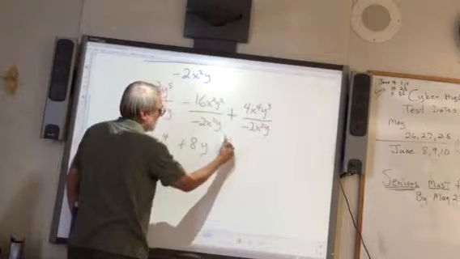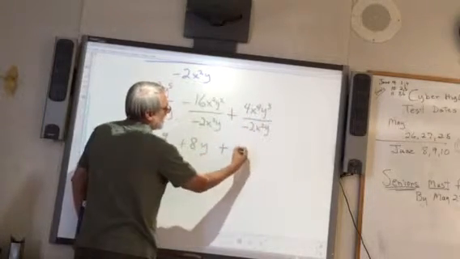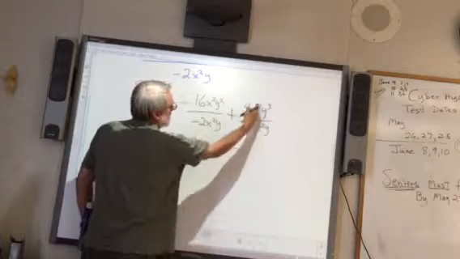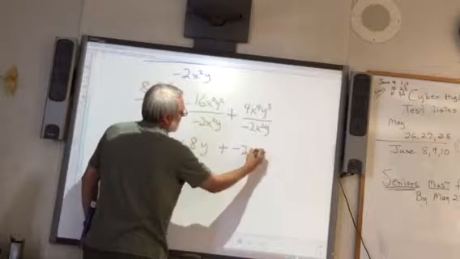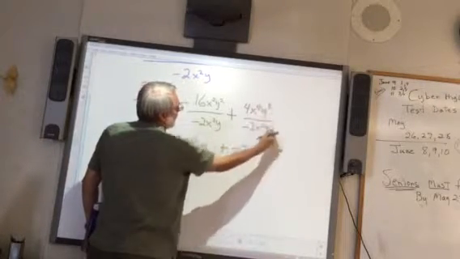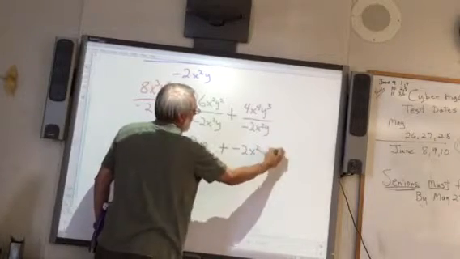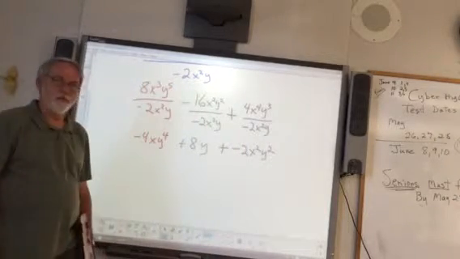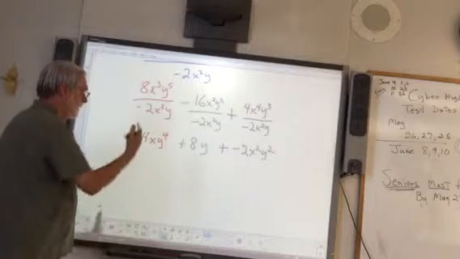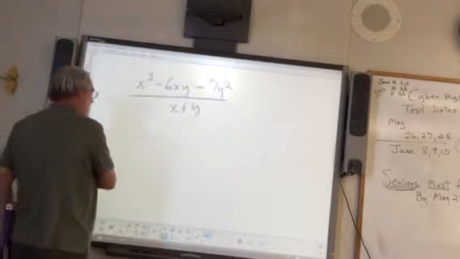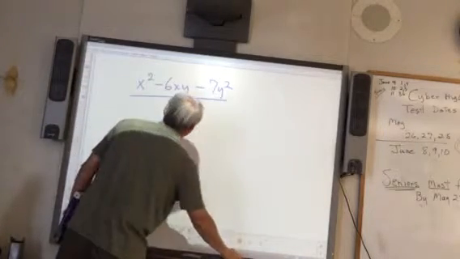Over here we have plus 4 divided by negative 2 is negative 2. X to the 4th over x squared is x squared. Y to the 3rd over y is y squared. And we're done. That's it. First example.